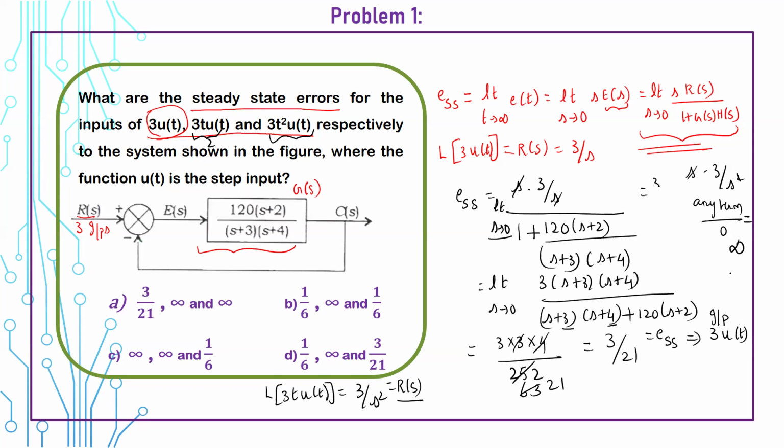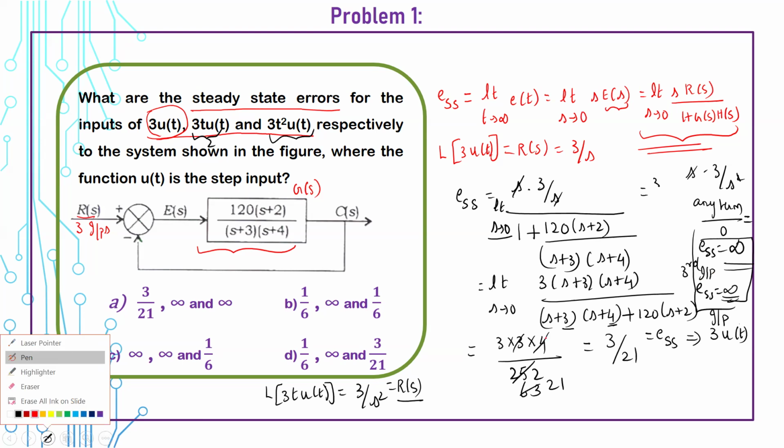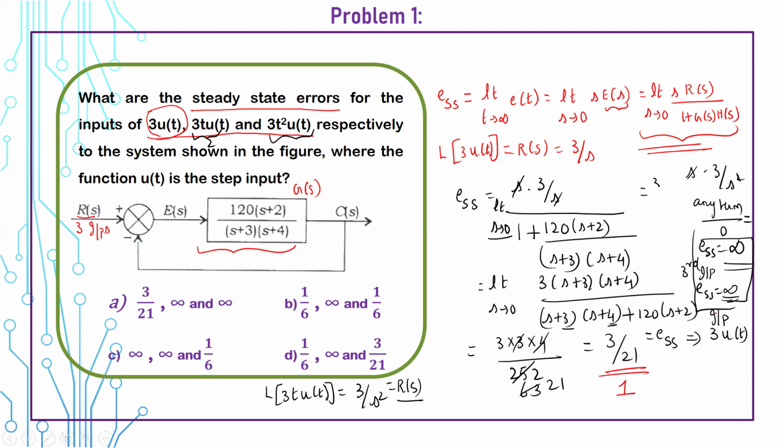So for the second input, infinity, and for the third input also infinity only. For the third input, ESS equal to infinity. For the second input, ESS equal to infinity. Okay, so the answer for the first input, this is for the first one, and this is for the second one, and this is for the third one. First, second, third: 3 by 21, comma, infinity, comma, infinity.